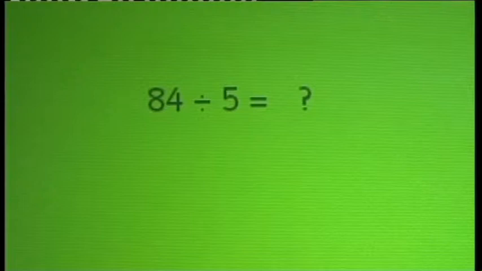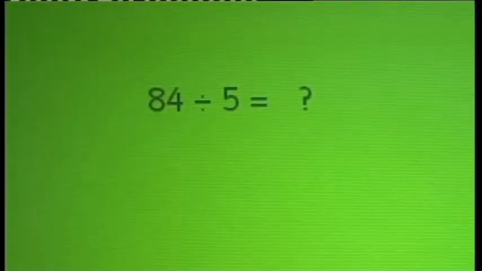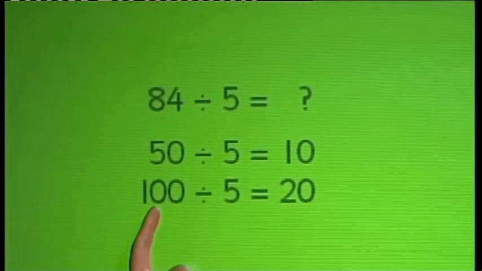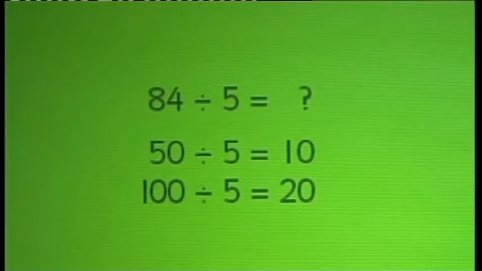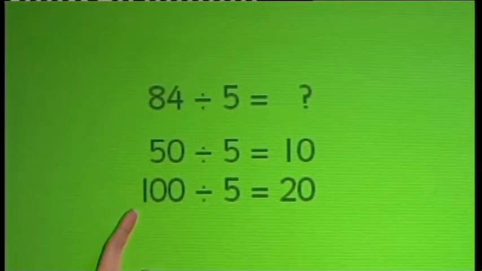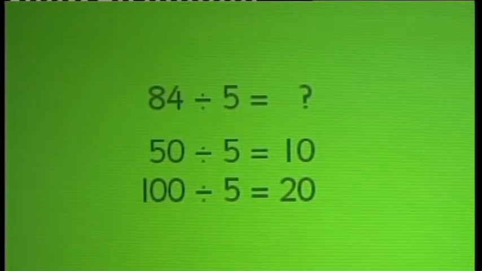Now most people find division harder than multiplication, so an estimate's even more important when you're dividing. How could we estimate this answer? Well, 84 is between 50 and 100, and they're both easy multiples of 5. 50 divided by 5 is 10, and 100 divided by 5 is 20. So since 84 is between 50 and 100, I'd estimate that the answer will be between 10 and 20.